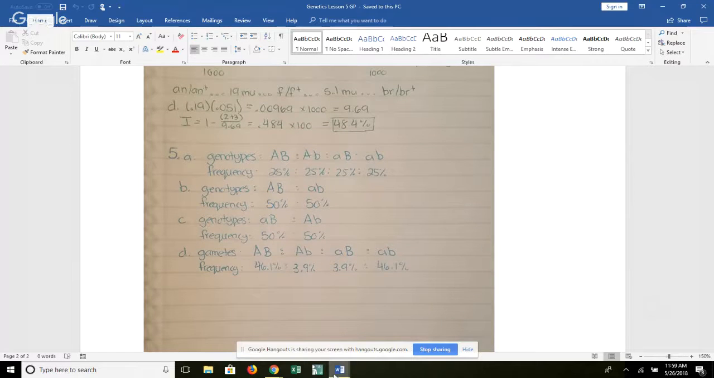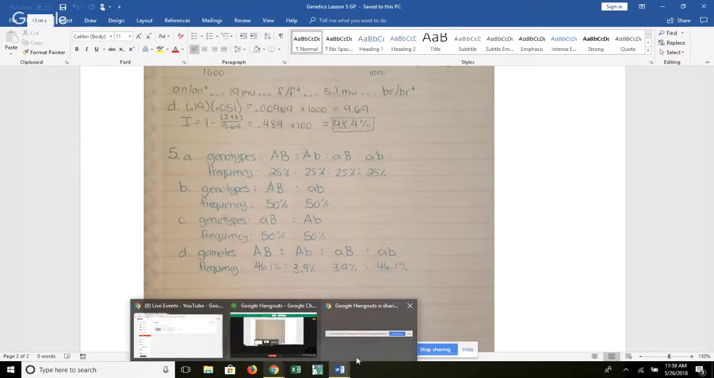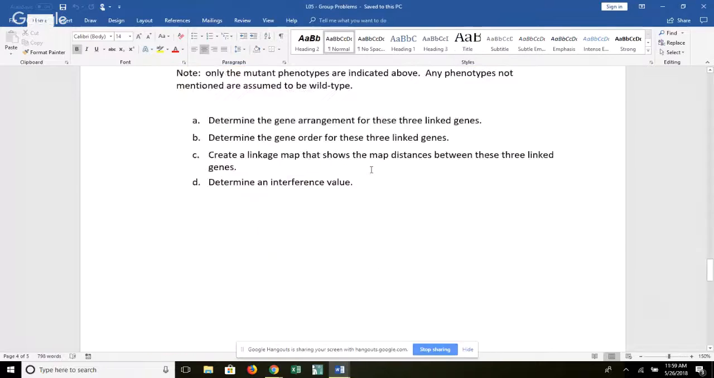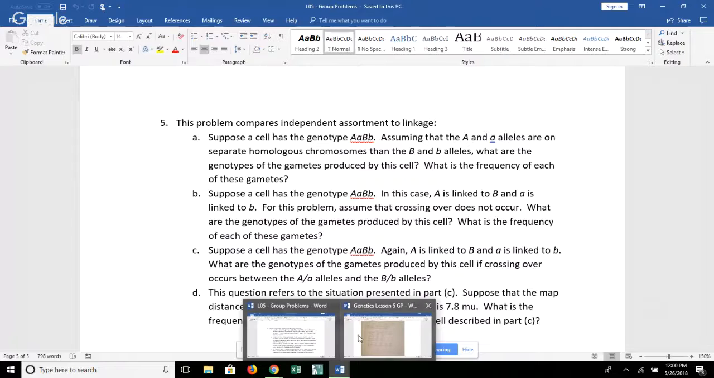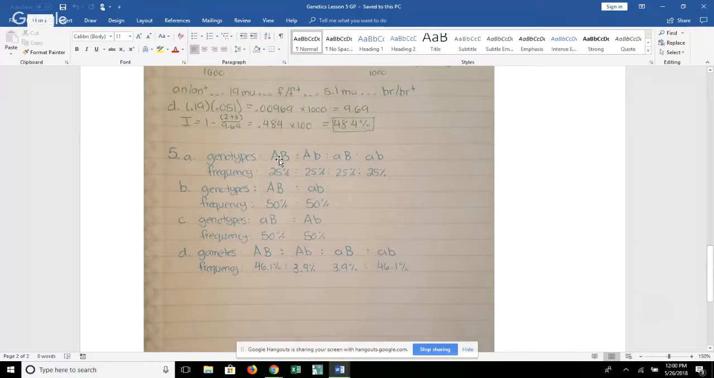And then number 5, the one problem that was actually different. It says suppose the cell has the genotype dominant A, recessive A, dominant B, recessive B. Assuming that the A alleles are separate from the B alleles on different, separate homologous chromosomes, what are the genotypes of the gametes produced by the cell, and what is the frequency? So I just said this sorted independently, so I would get 2 dominants, 2 recessives, and then the 2 different heterozygotes, and they're each equal in chance, so they all have a 25% chance.